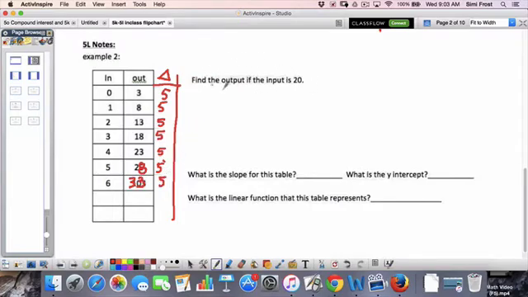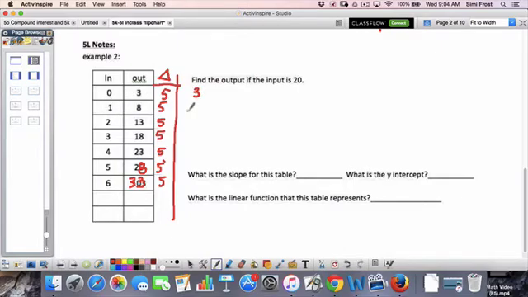Okay, so we want to find out when the input is 20, what's the output? And we could continue our table, but that's not always the most efficient way to do these things, especially if you have a number that's pretty high up. So let's think about what's happening on each of these. Okay, on this top one, we just start off with 3.